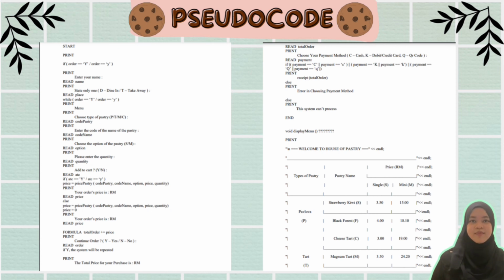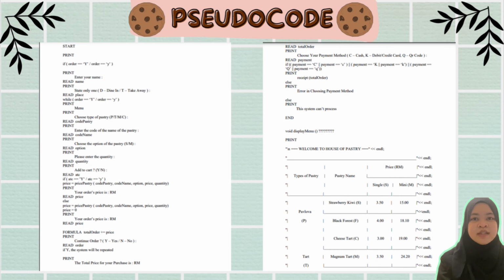After that, the system will display the total price for your purchase is RM, and the system will read the total order. Next, the system will display choose your payment method: C for cash, K for debit or credit card, or Q for QR code, and then the customer will choose the payment method. If payment is C or K or Q, it will display receipt total order; or S, it will display error in choosing payment method.